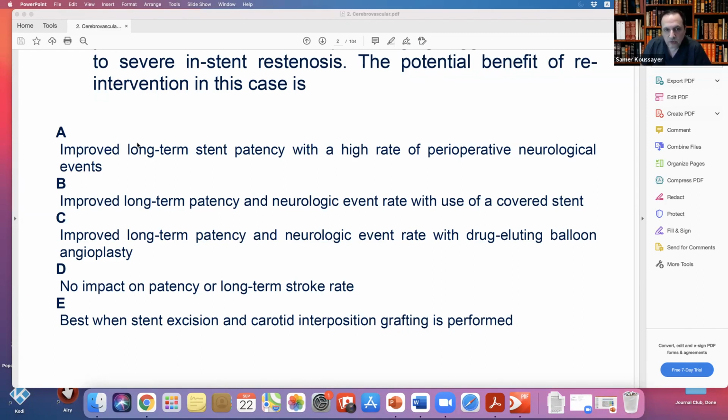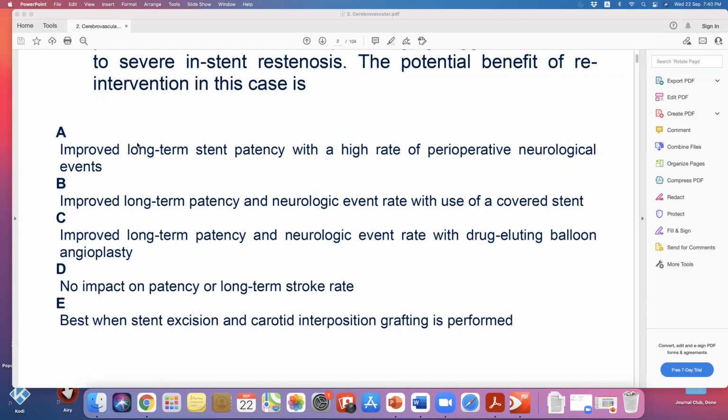You see, when a patient gets restenosis, it is most probably intimal hyperplasia, not plaque. Atherosclerosis, yes, but embolization is much less. Really? Yeah. So it's really not a higher rate of perioperative neurological events. I think it would be the same or less. So this is wrong. Improved long-term patency with use of covered stent: we do not use covered stents at all in carotid stenting, except if we have an aneurysm. This is well known, so this is completely wrong also.